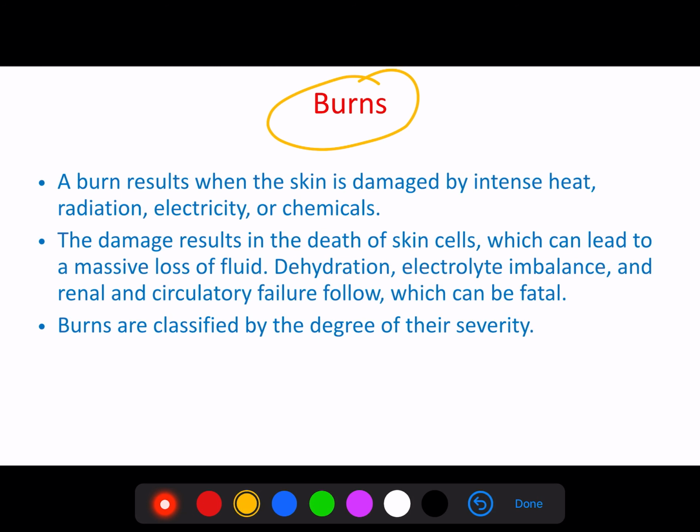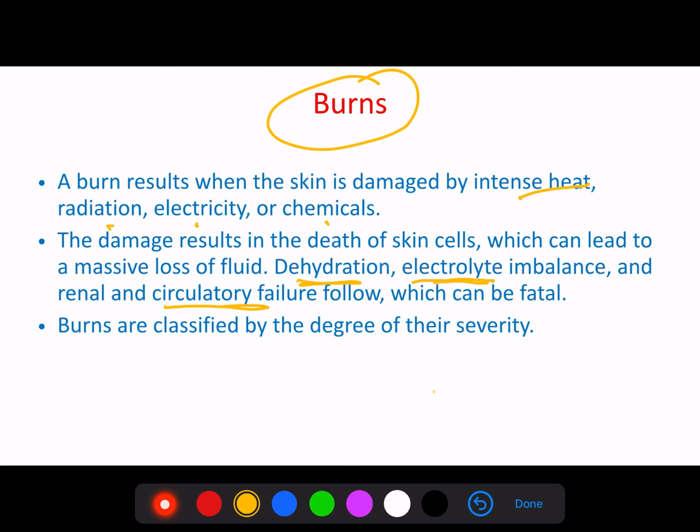And the burns are damage to the skin by either heat, radiation, electricity, chemicals, or sometimes even cold. Very cold temperature can cause burns. Here we are talking about damage that could be to the epidermis, or sometimes goes into the dermis, or even into the hypodermis. Now, regardless of what type of burn, we always have risks of dehydration, electrolyte imbalance, sometimes circulatory failure, and infections. So all of these are risks associated with the burns.